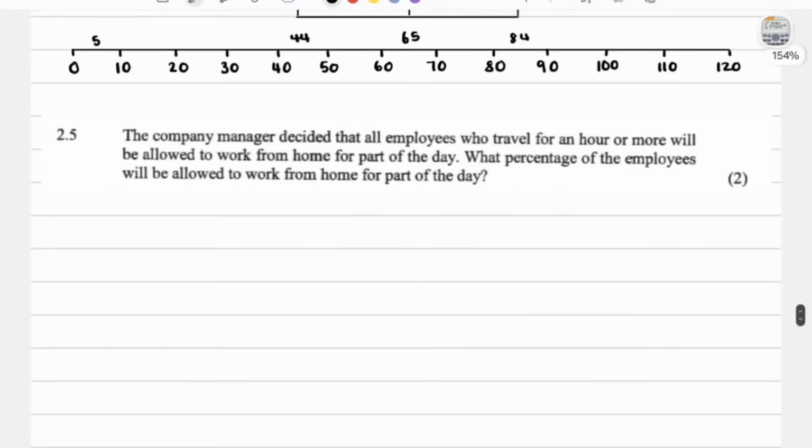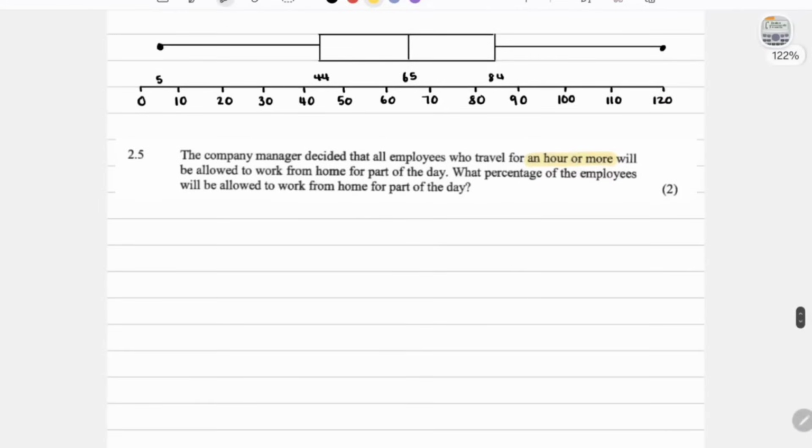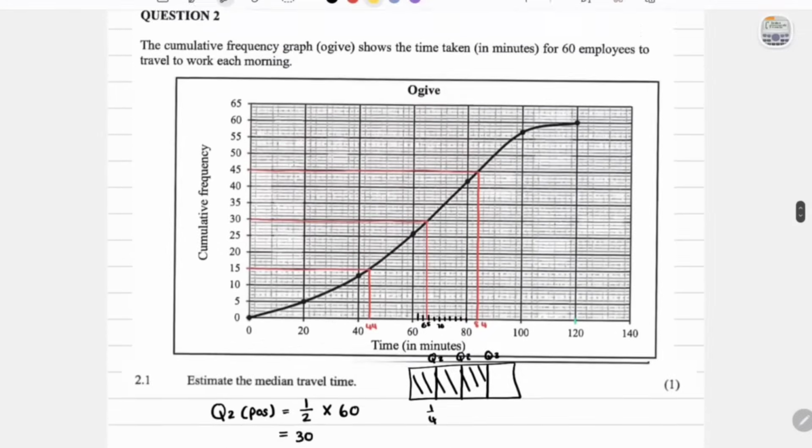The next question, 2.5, says: the company manager decided that all employees who travel for an hour or more will be allowed to work from home for part of the day. What percentage of the employees will be allowed to work from home for part of the day? So, what is the requirement for them to be able to work from home for part of the day? It's the employees that specifically travel for an hour or more than an hour. Those employees are allowed to work from home for part of the day. So, let's actually look for those employees, an hour or more than an hour.